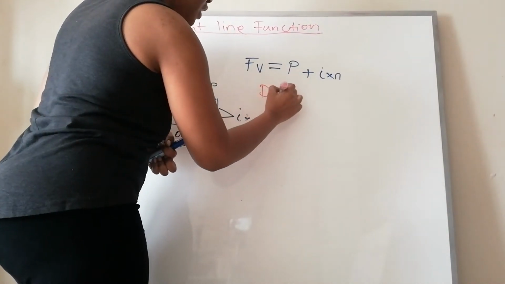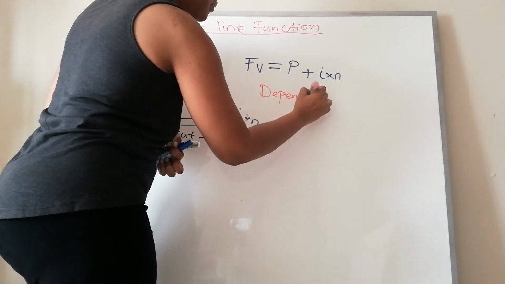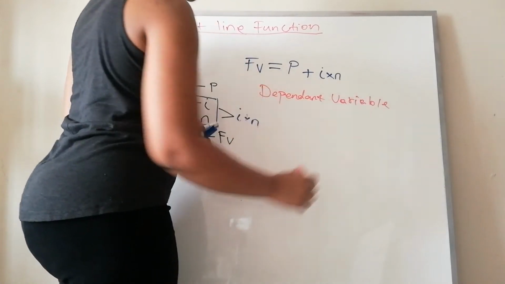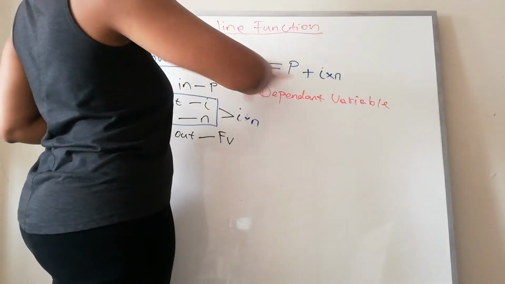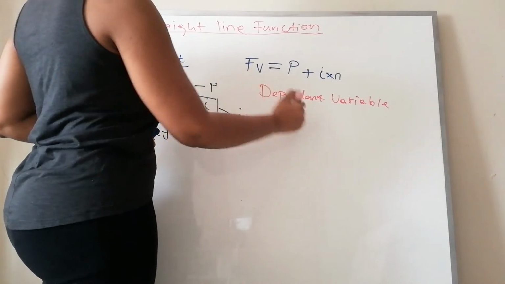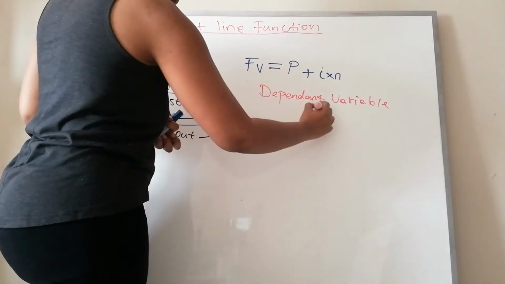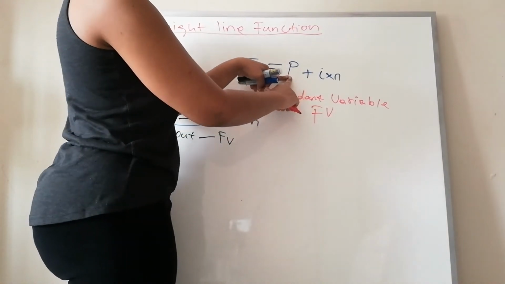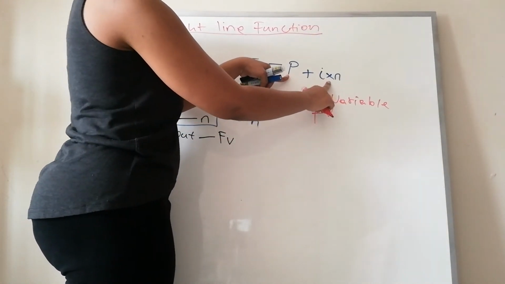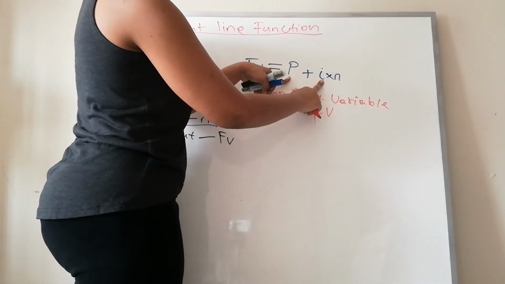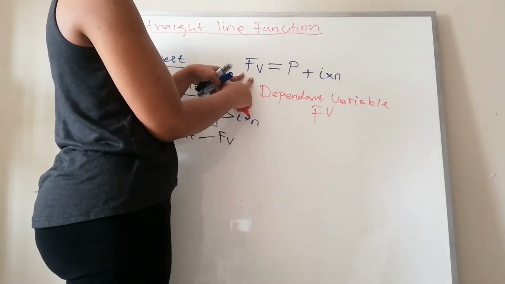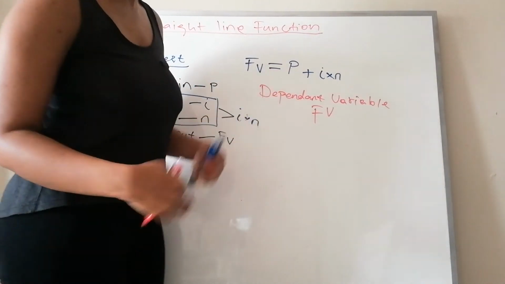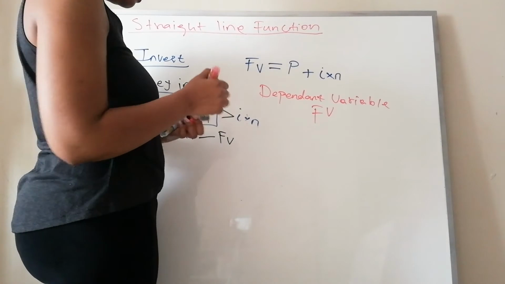So our dependent variable, which variable is dependent on the other variables here? It's the future value. Future value, because depending on how much money you put in and for how long you leave that money, at what interest, then you will have future value. So the future value is dependent on what you put in and for how long. So future value will be your dependent variable.